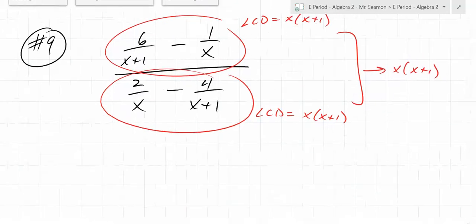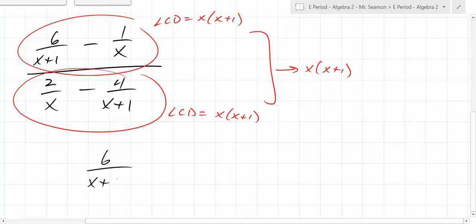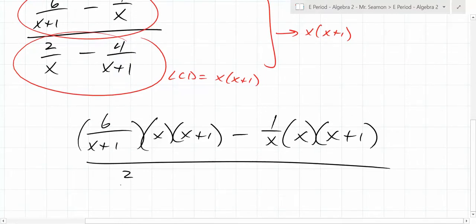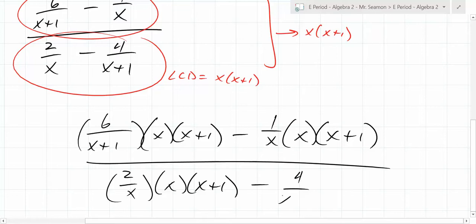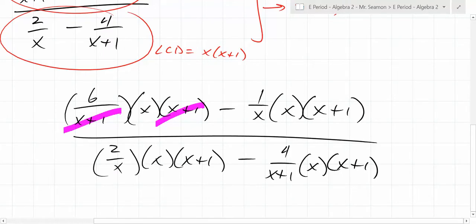So at this point, you multiply everything by what? It looks for a second like it's going to be worse. It's 6 plus x plus 1 times x plus 1 minus 1 over x times x plus 1, all over 2 over x times x plus 1 minus 4 over x plus 1 times what? x times x plus 1. Does a lot of stuff cancel? This cancels there. The x cancels there. The x cancels there. And the x plus 1 cancels there.